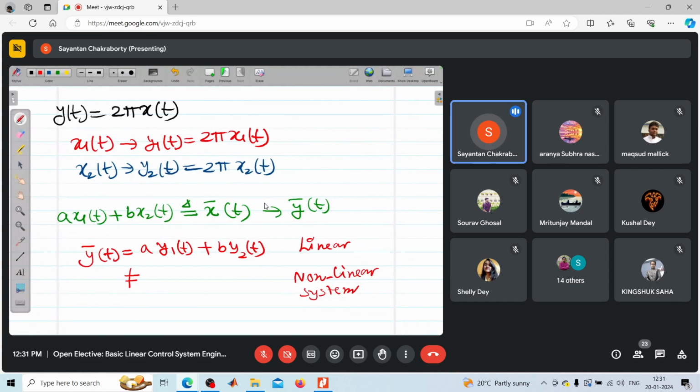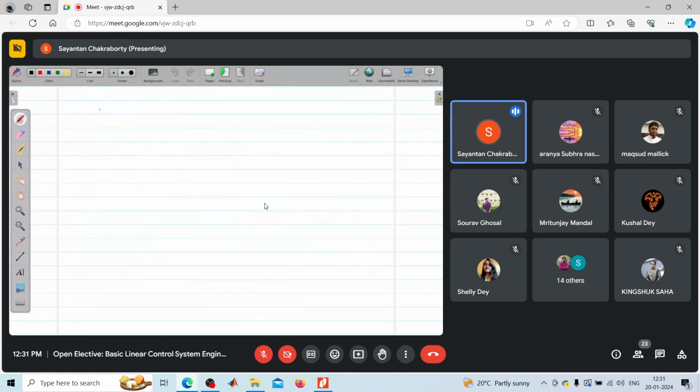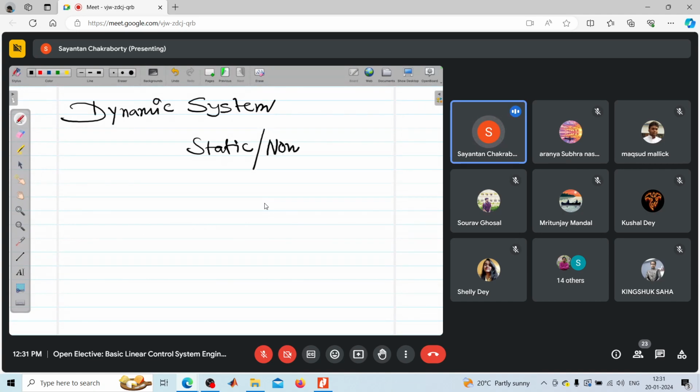What is more important, and I think we should end the lecture with, is that we have discussed different classifications and I have intentionally left one classification, which can be clustered in any of the classifications, that is dynamic system. And those who write static, I would prefer the term non-dynamic over static.